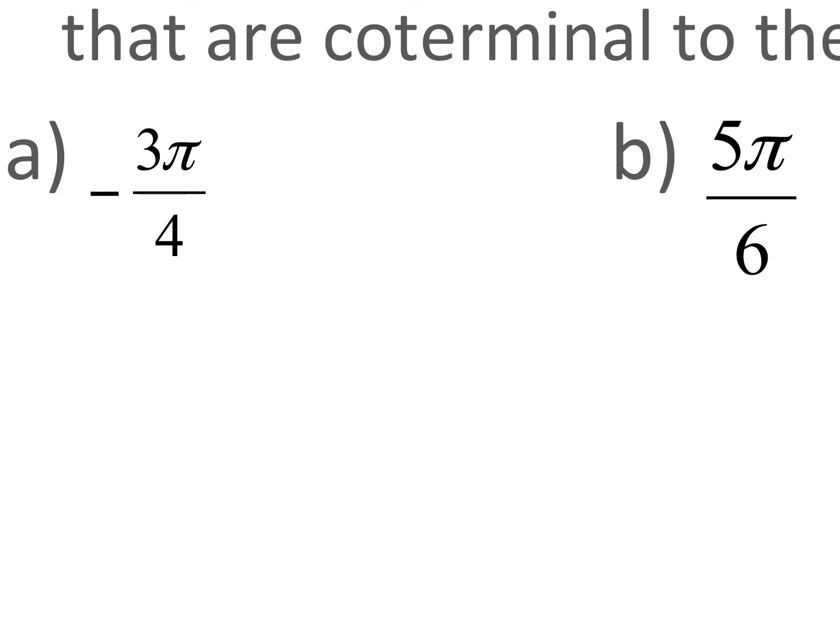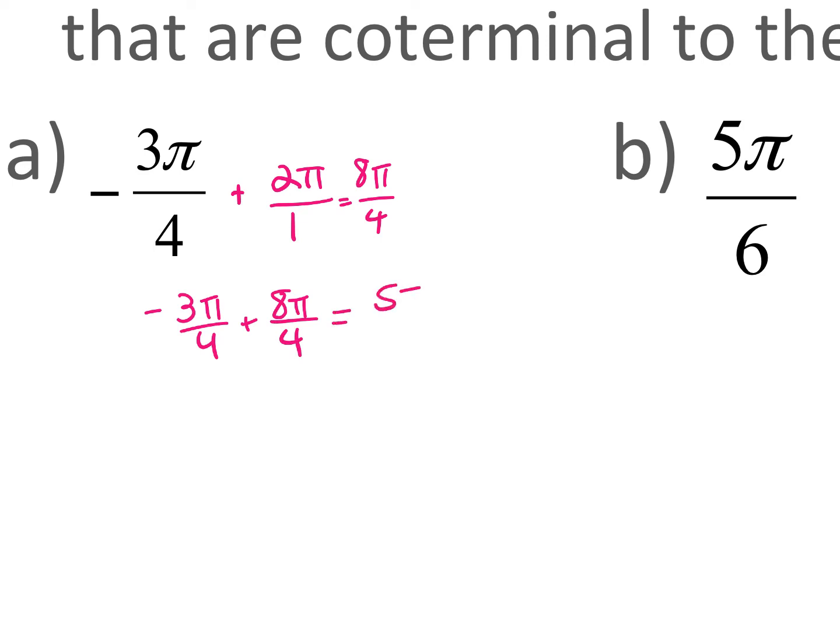Add. If I wanted to find a positive, I would take it and add to it. Plus 2 pi. I'm going to do what with this to get it to be one fraction? Same denominator, so 2 pi over 1 becomes what over 4? 8 pi over 4. And then I would do negative 3 pi over 4 plus 8 pi over 4, which is 5 pi over 4. We're getting warmer. We're doing a good job. That's the first positive coterminal angle.